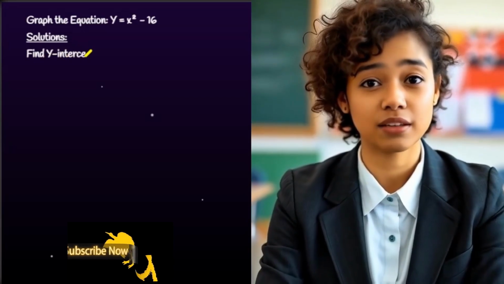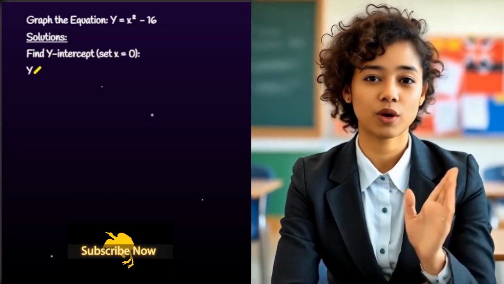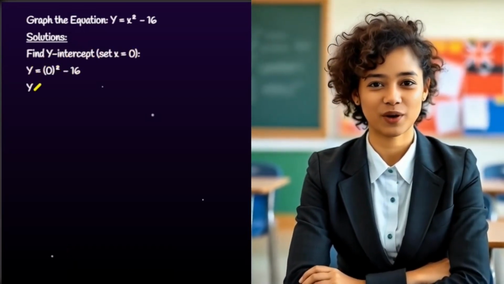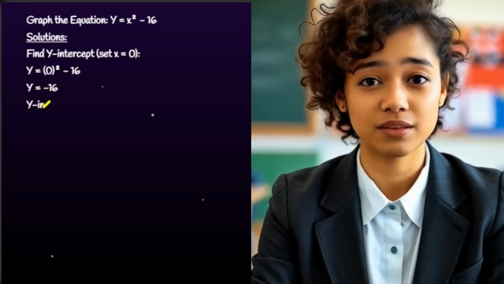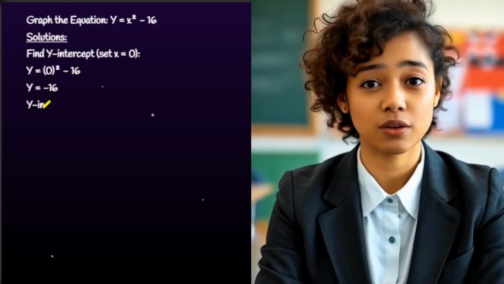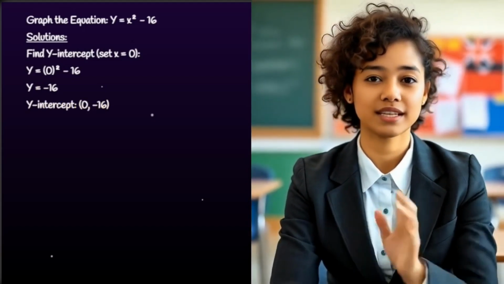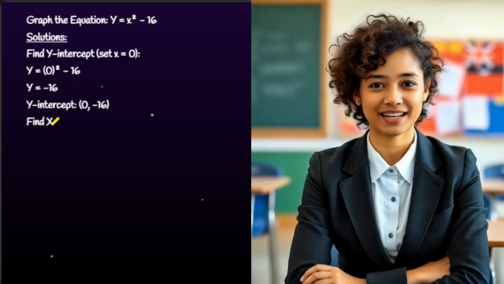So plugging that in, we get y equals 0 squared minus 16. 0 squared is just 0, and 0 minus 16 gives us negative 16. So the y-intercept is at the point (0, -16). That's the exact point where the graph touches the y-axis.